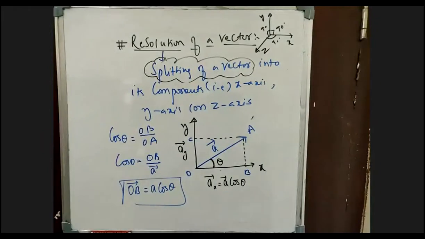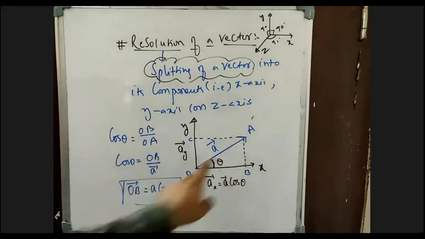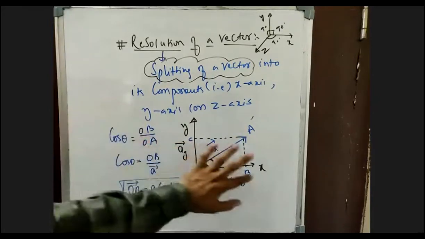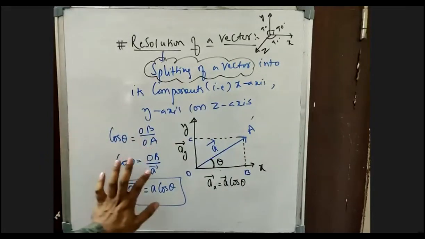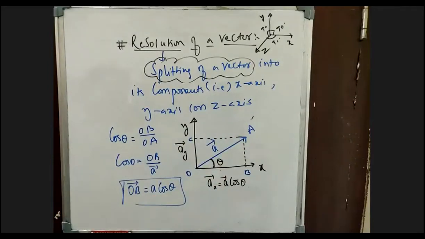Cos theta value I have written from the figure. From the figure, cos theta is equal to OB by OA. This is your angle. So OB value is nothing but OA into cos theta. OA value is given in the problem as A. So OB is equal to A cos theta.